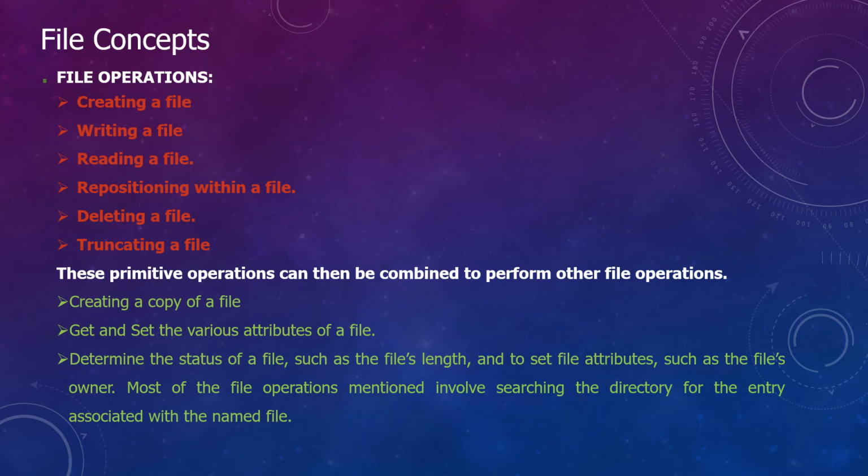Other than the normal file operations, we have some more primitive operations which can be combined to perform other file operations. Those file operations are creating a copy of a file, and getting and setting the various file attributes. Next is determining the status of a file, such as the file's length, and you can set some of the file attributes such as the file ownership. Most of the file operations mentioned involve searching the directory for the entry associated with the named file. So for any of these operations, first the directory has to be searched in order to fetch a file so that these operations can be performed on it.